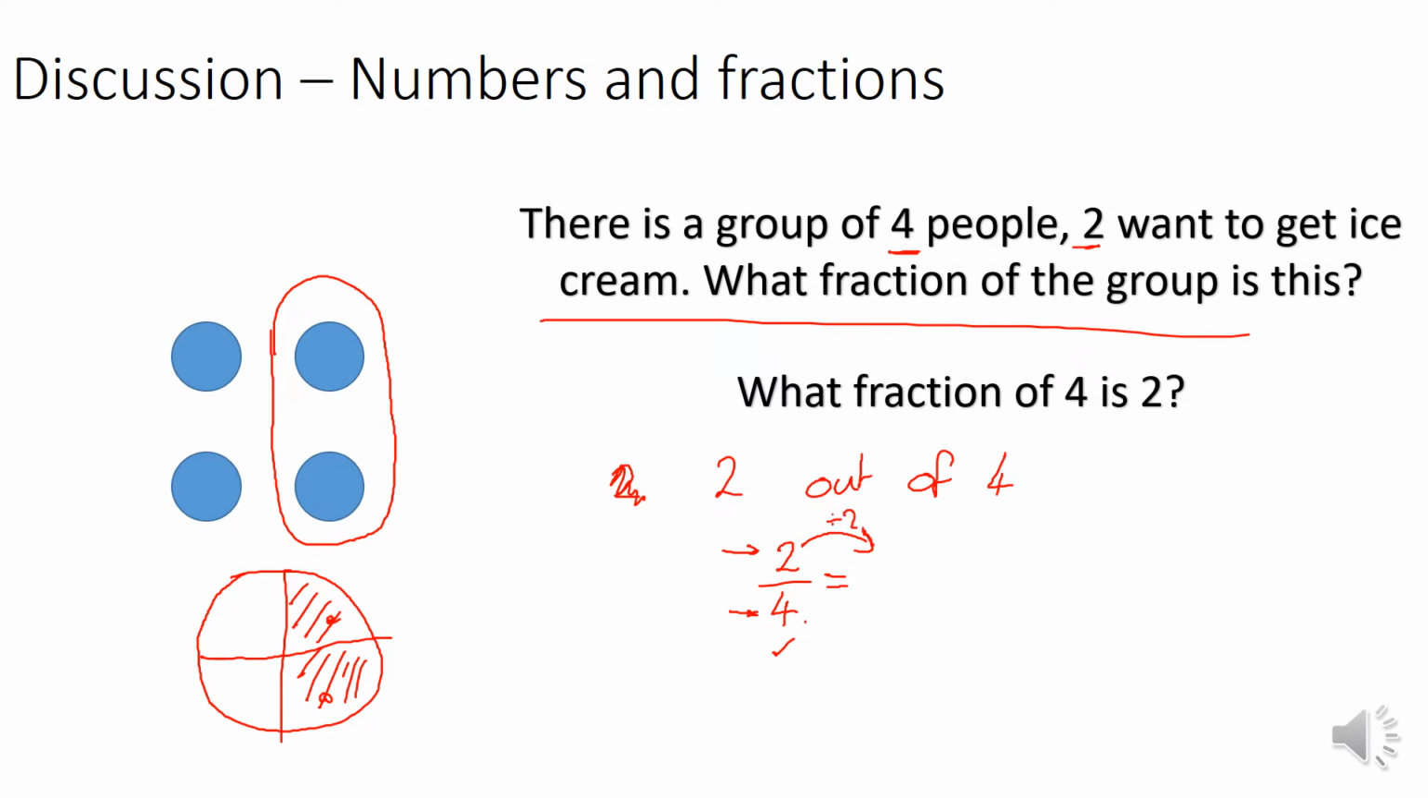So to get it fully simplified, we divide by 2, which gives us 1 there. We also divide by 2 here to give us 2. So our final answer is 1/2. Going back to the original question, 2 out of 4 is the same as 1/2.